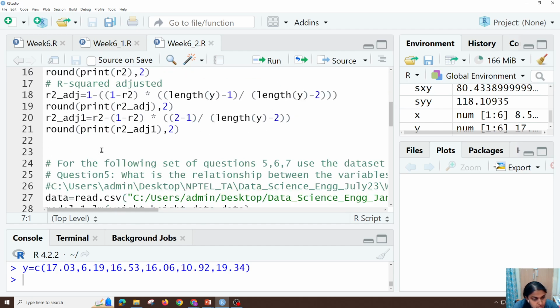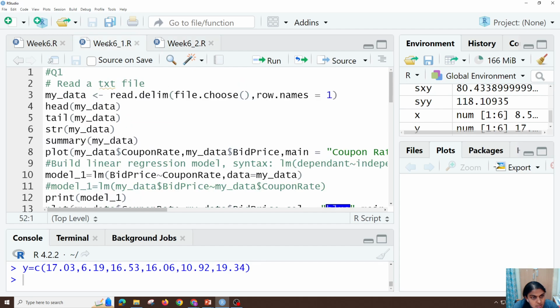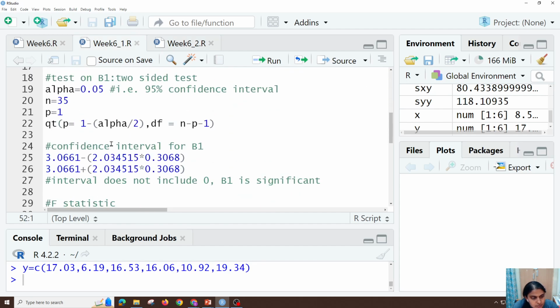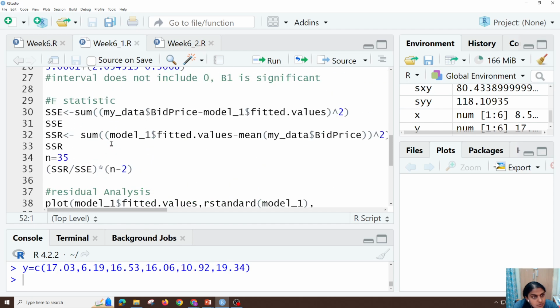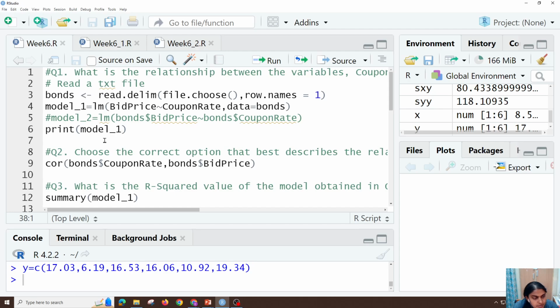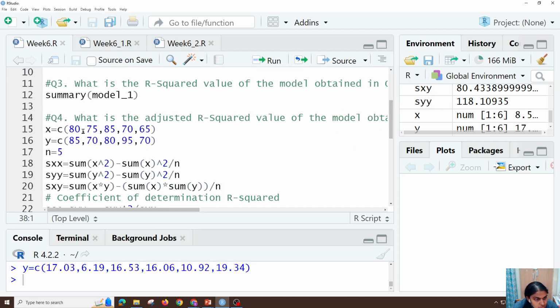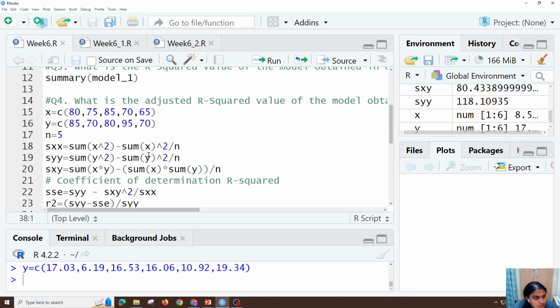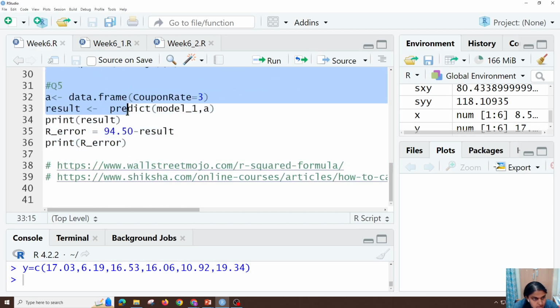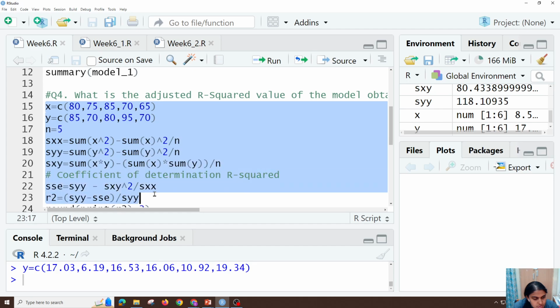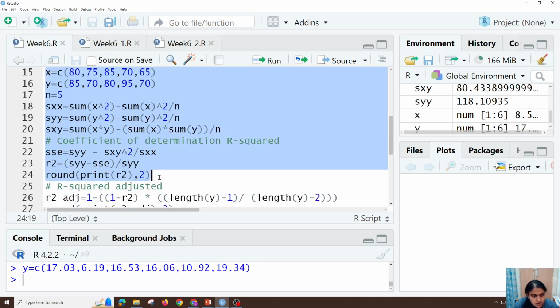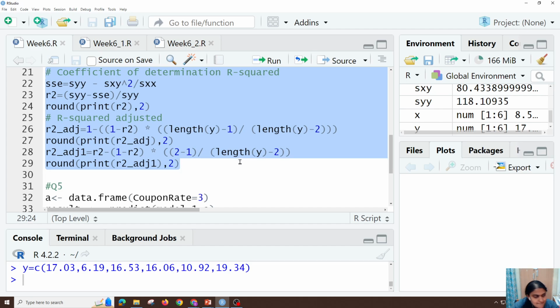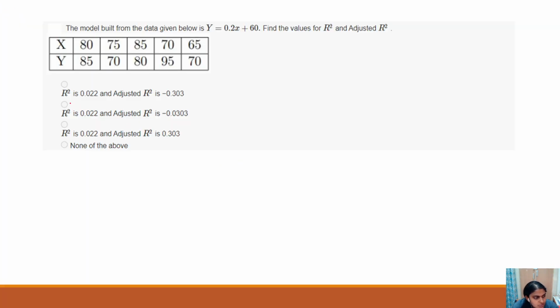Okay, so for the present question, I think I have given it in a different file. Yeah, this is the question, x equal to c 80, 75, 85, 70. So we have already seen that, and you can give the answer now. So I'll directly run all the other values. You can say the answer for this one.